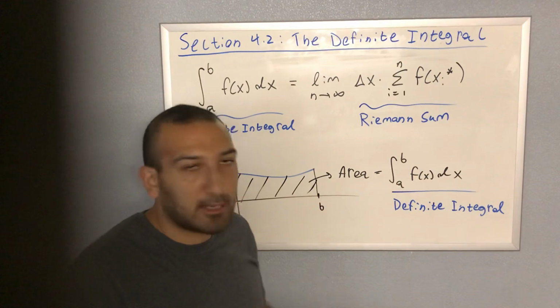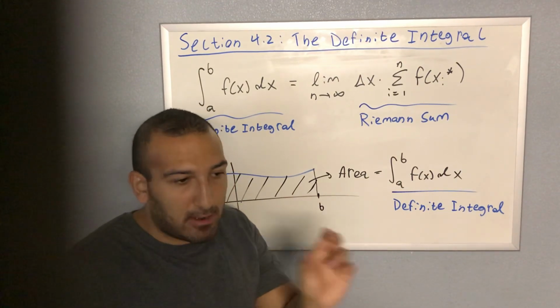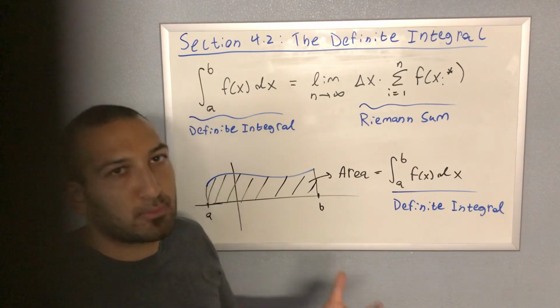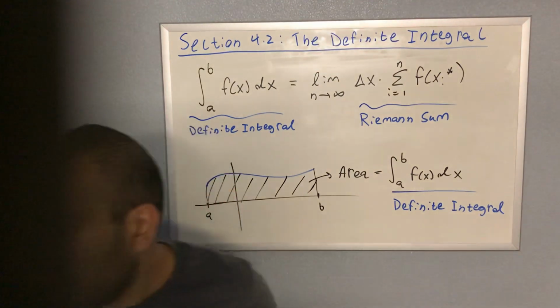So the stuff we were doing in the last section, where we were calculating the area by adding up the area of each of the rectangles, those are Riemann sums. We just didn't say that.